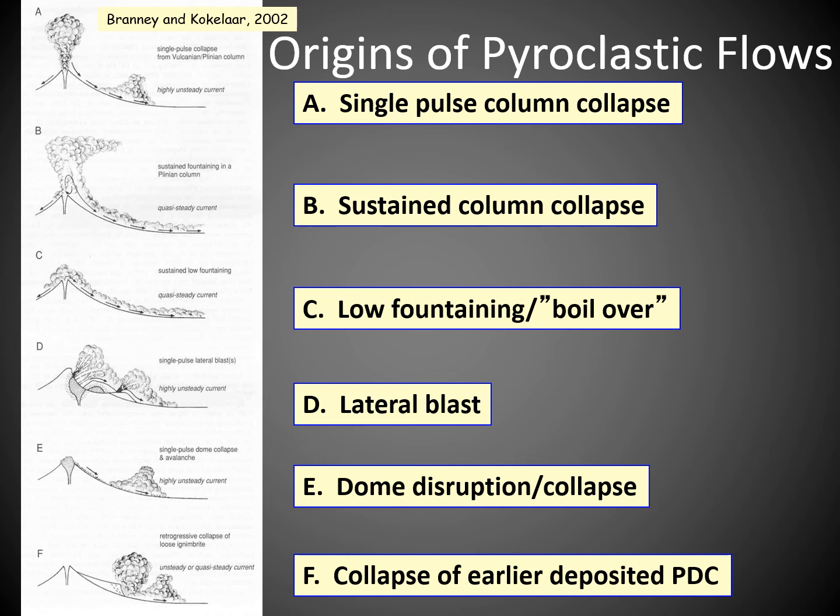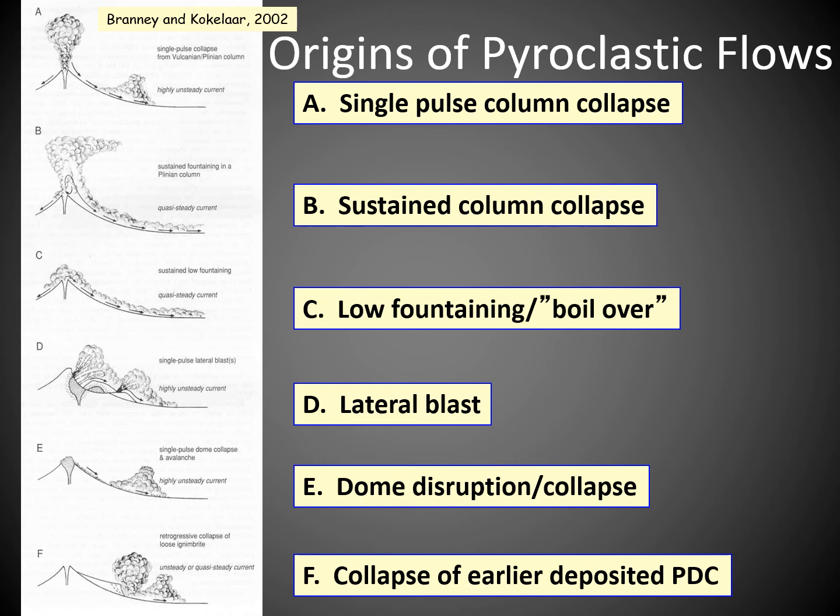Okay, so we'll just walk through these slowly. The diagrams are kind of tiny, but I think you'll be able to figure out what's going on. So if we look up at A, what you have in A is a single pulse column. If you think back to our eruption types from a few weeks ago, one of the types we talked about was the Vulcanian style, which is a single really high intensity blast that can throw material pretty high up in the air.